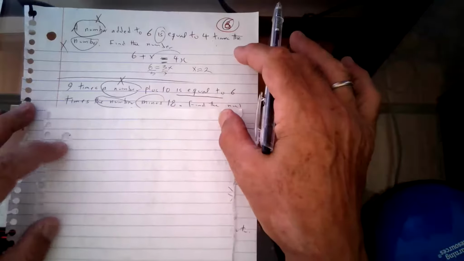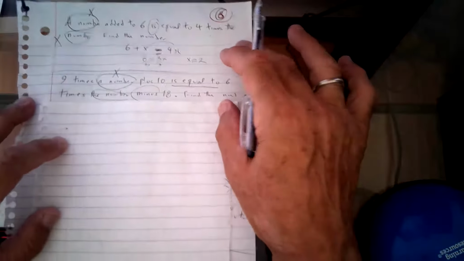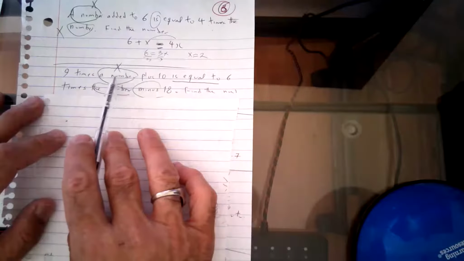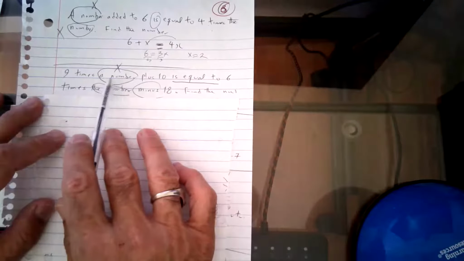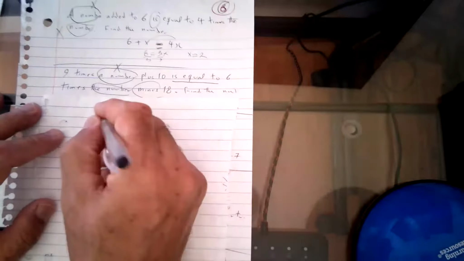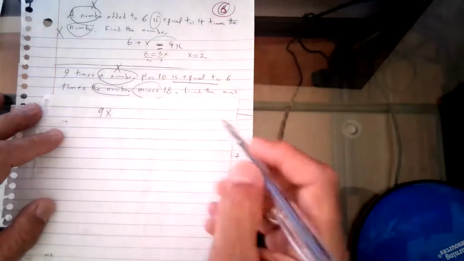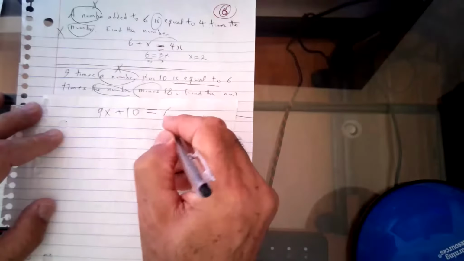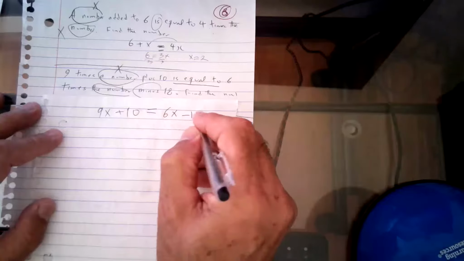Get another one. 9 times a number. A number, again, is x. Unknown is always x or n. Doesn't matter what letter we use, but you normally use x or n. 9 times x, okay? 9 times x, plus 10. 9 times x plus 10 is equal to 6 times the number, minus 18. See, this is what you have.